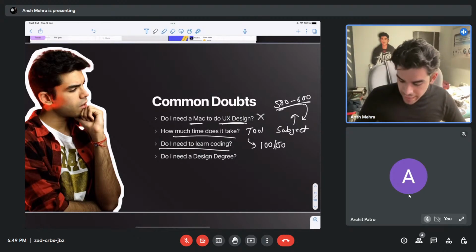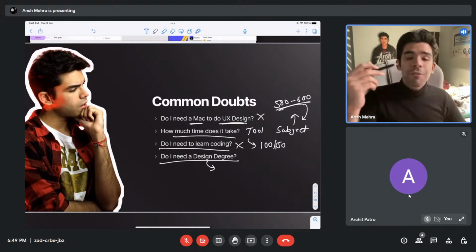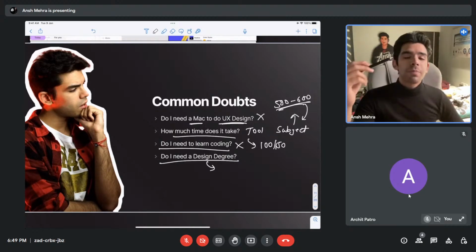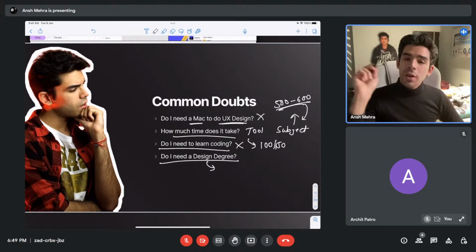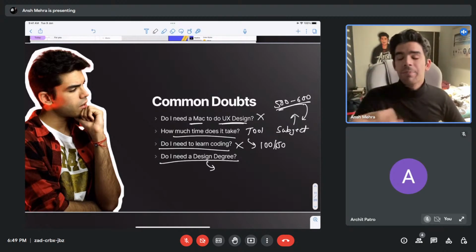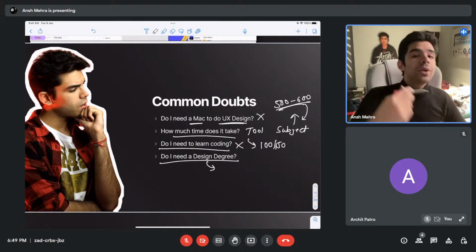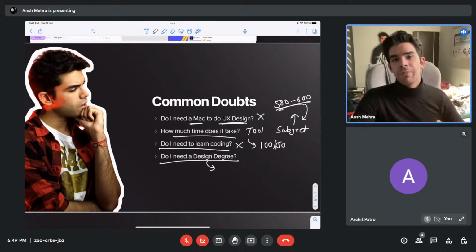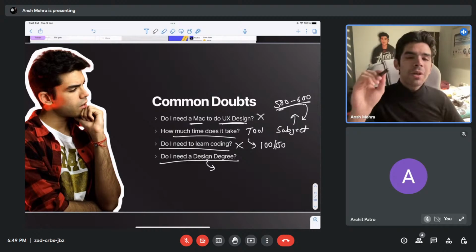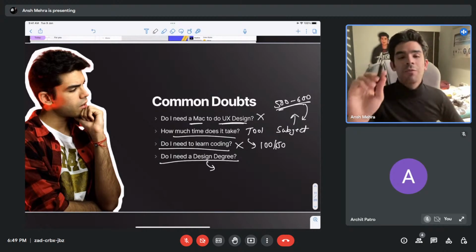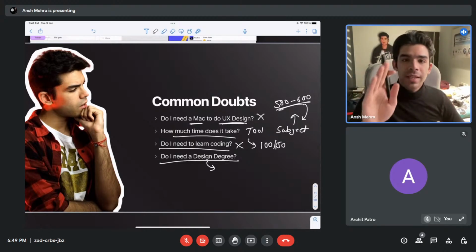Do I need to learn coding? Absolutely not. Do I need a design degree? If you can afford it without putting too much pressure on your pocket, absolutely go for it. But if you cannot afford a design degree easily, or if you are already pursuing a degree, you're done with your education, or maybe you're in a different job altogether, you can easily become a UX designer on your own without paying anyone even a single penny.